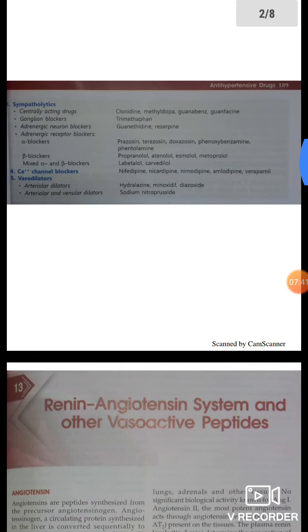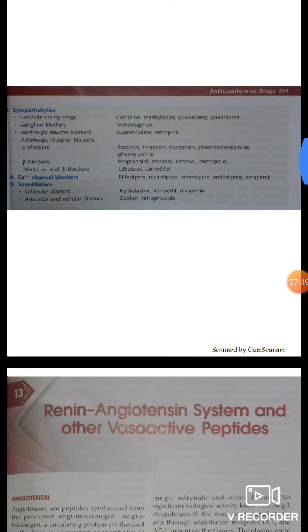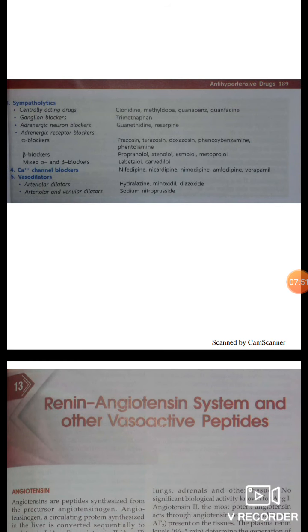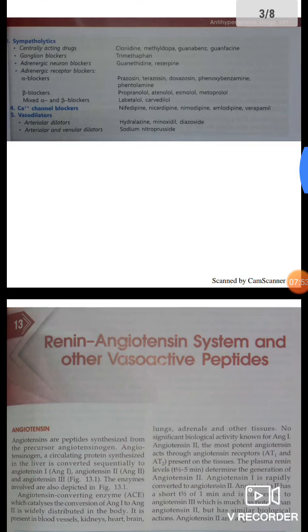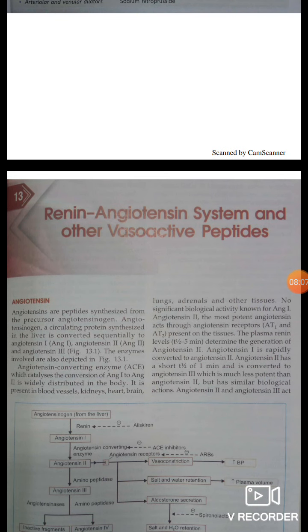The classification of antihypertensive drugs is most important, right? It is also important from the competitive exam point of view. So these are the classes which are used in hypertension treatment. We will see all the classes one by one, right? So let's start with the RAS system.